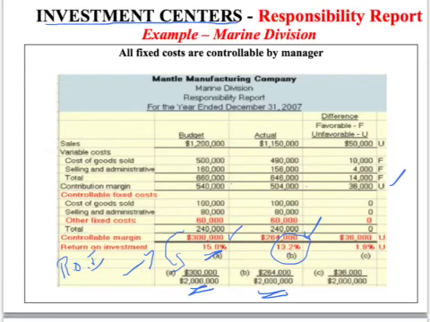So there we're talking about evaluating performance of managers based on the kind of responsibility center they have. In a cost center, we only look at measuring the manager's performance as to how well he or she controlled costs. In a profit center, it's controlling costs, but also how well they promoted sales. And in the investment center, we add the idea of investment.